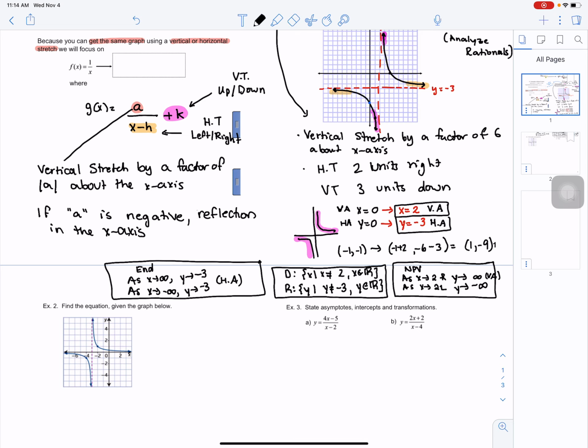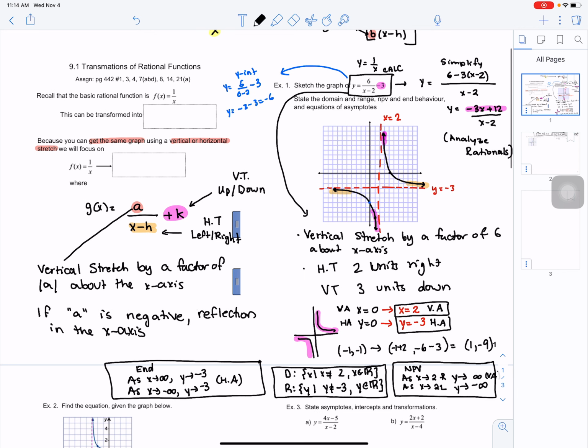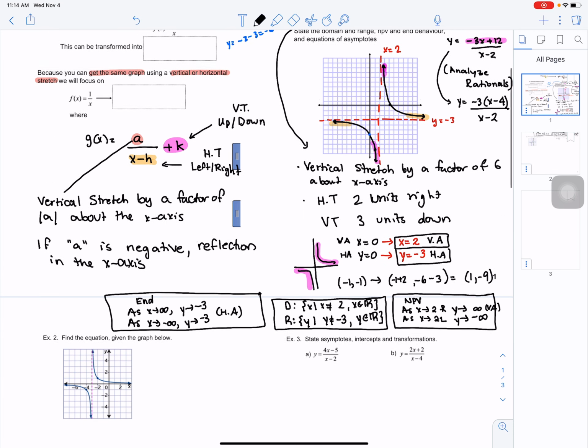So all I'm doing is approaching the problem using transformations instead of using the analyzing rationals that we did yesterday. Now, if I were going to do the analyzing rationals, I would probably want to factor this, and you can more clearly see that the x-intercept is 4, which is how I knew to quickly put my x-intercept at 4. Okay, so if I give you a over x minus h plus k, we basically have transformations, but you can approach the problem whatever method you want.